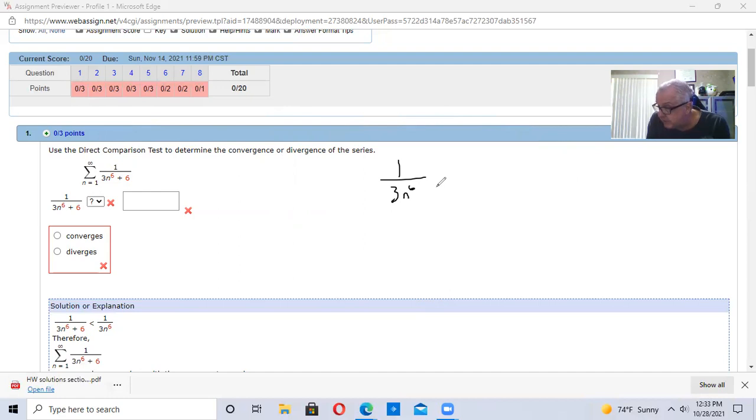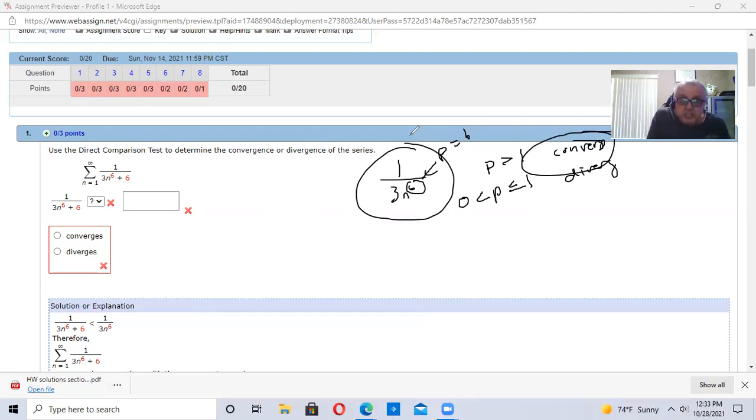P-series test: when p is greater than 1, then the series converges. If p is between 0 and 1, it diverges. Well, here's p. P equals 6. So the series does converge. This converges by the direct comparison test. This also converges.